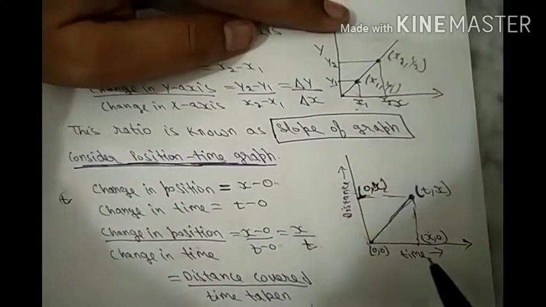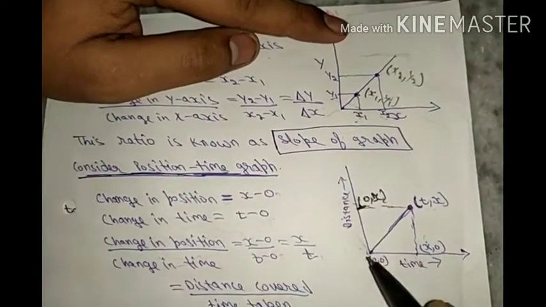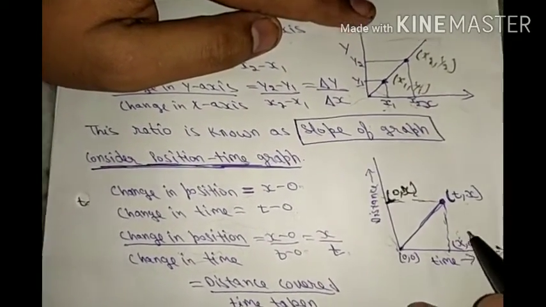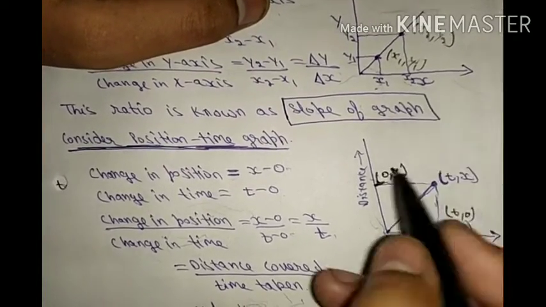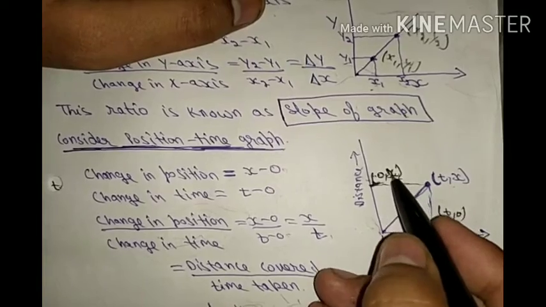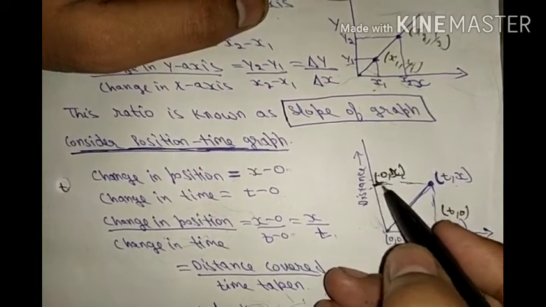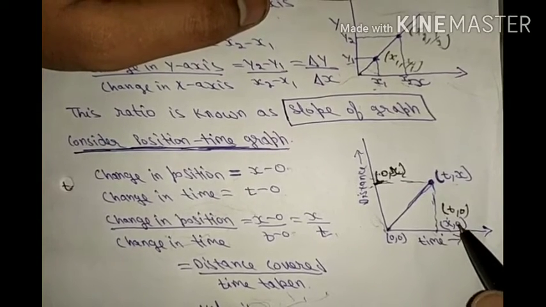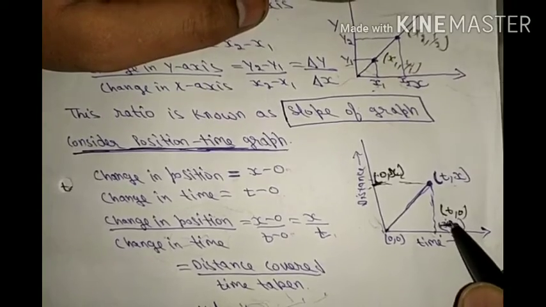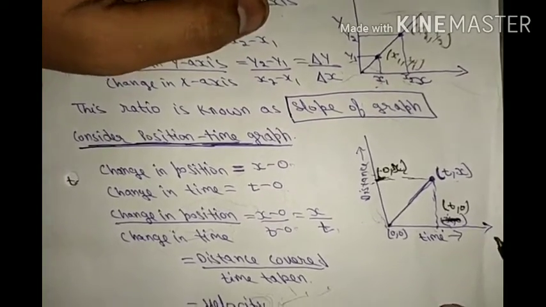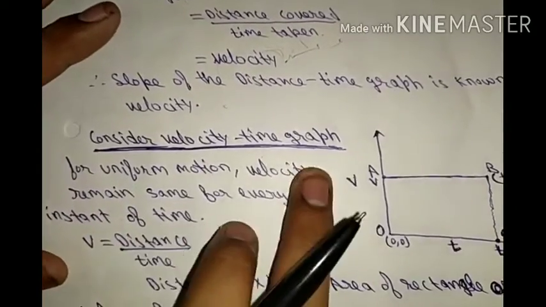In this graph, as we have taken this axis as the time axis, this point becomes t0, and this point is 0, x, because time is 0 on this axis and position is x at that point. On this axis position is 0 and time is t0. So make this correct. Now we can move to the next graph, which is the velocity time graph.